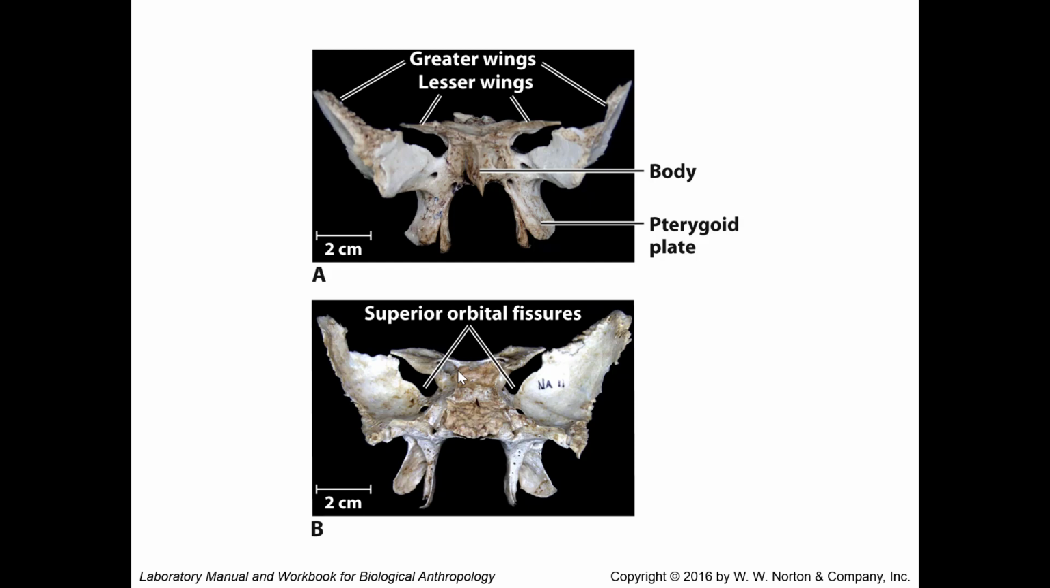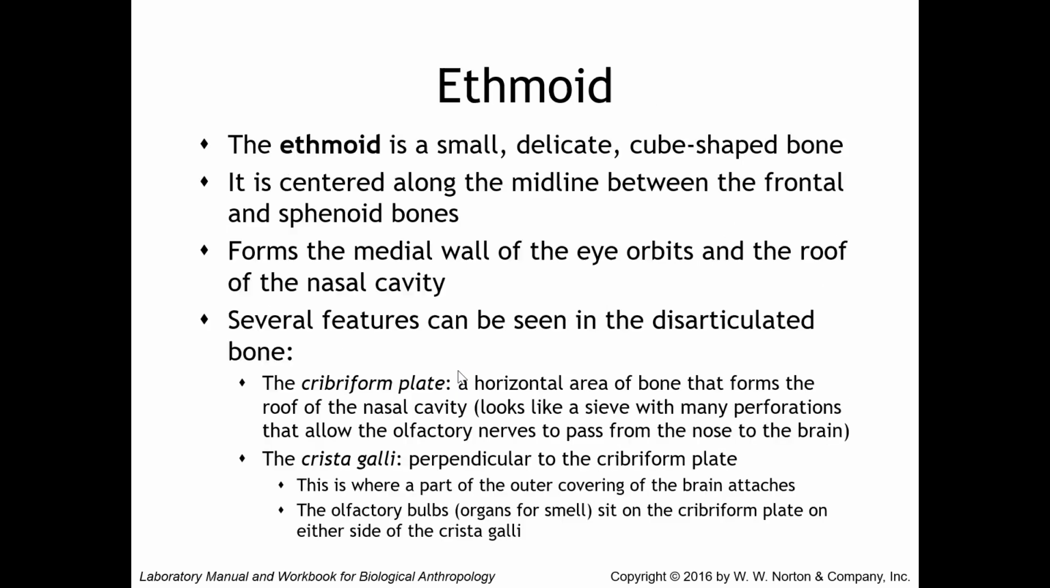So after the sphenoid, we've got the ethmoid bone. The ethmoid is a small, delicate, cube-shaped bone. It's centered along the midline between the frontal and the sphenoid bones. Due to its position along the midline and between the frontal and sphenoid bones, it articulates with many other bones in our cranium. So it forms the medial wall of the eye orbits and the roof of the nasal cavity. Several features can be seen in the disarticulated bones.